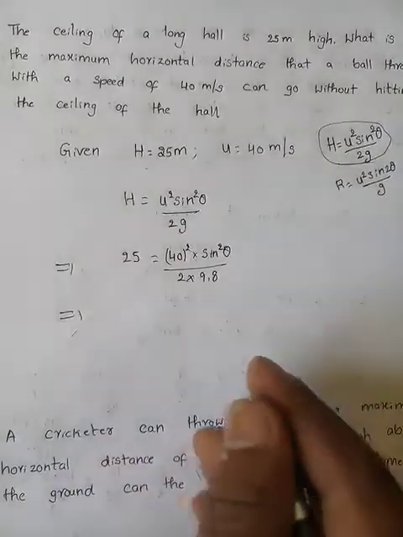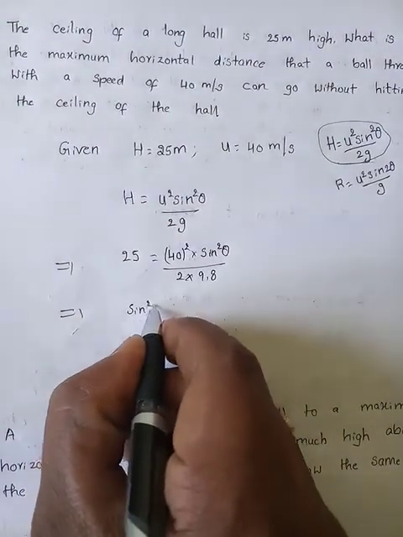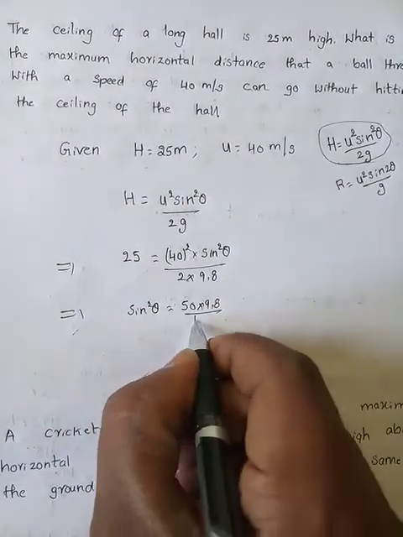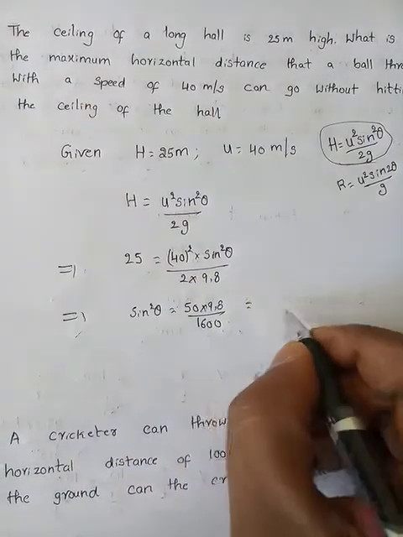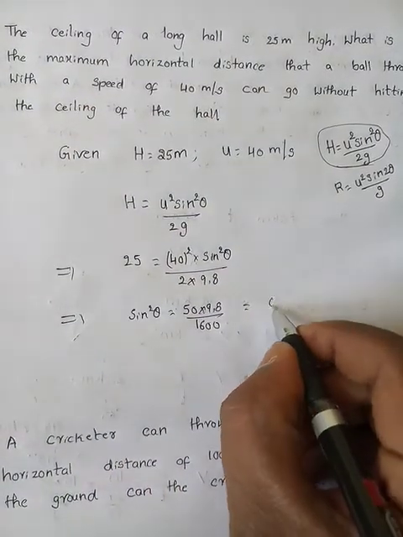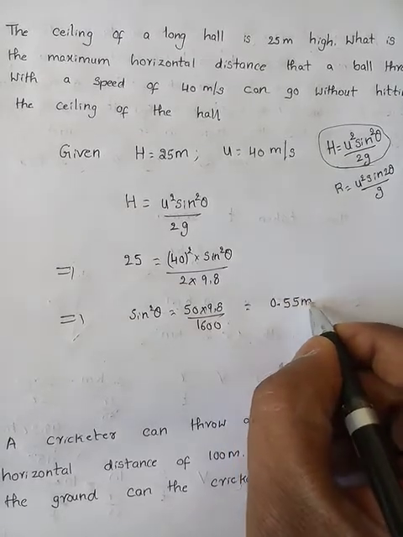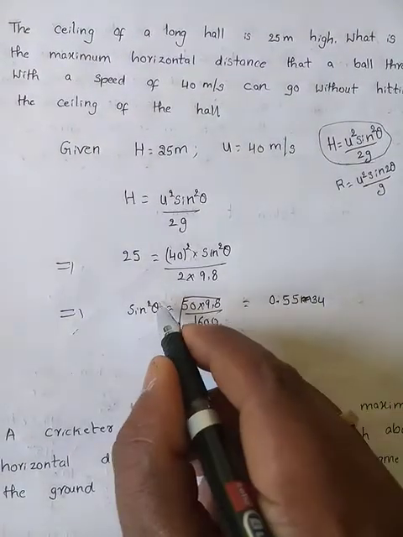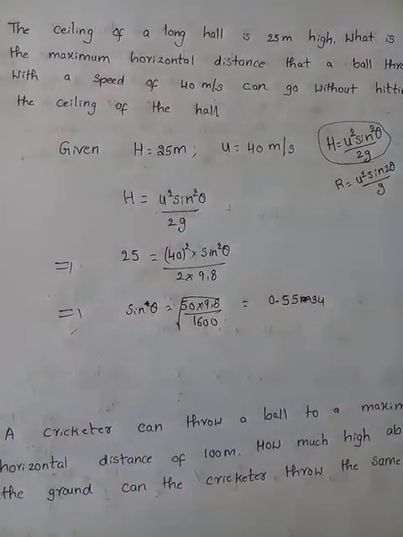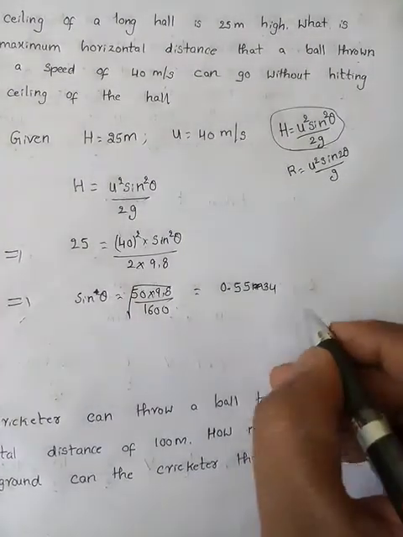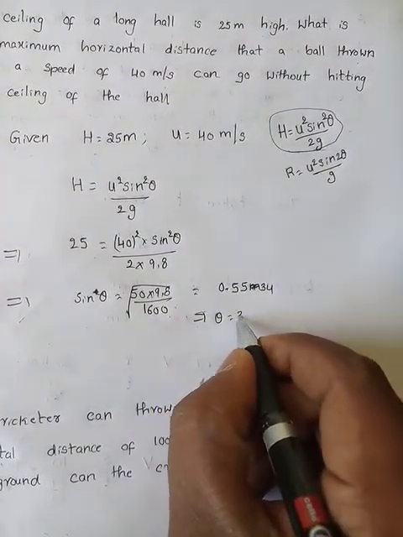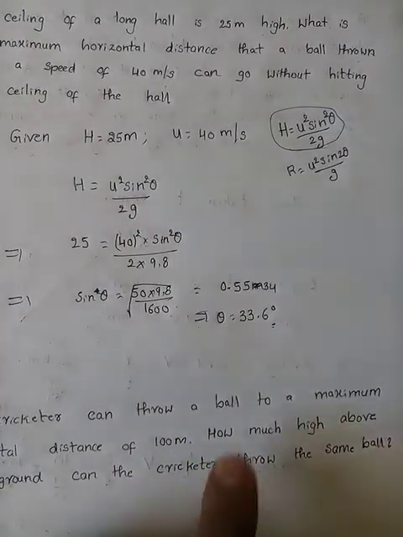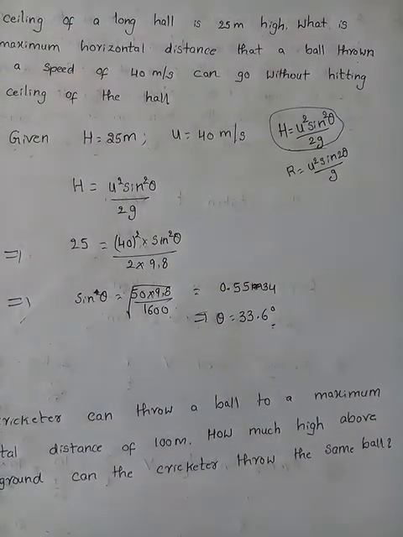From this, sin²θ is equal to 25 into 2 into 9.8 divided by 40², which is 1600. If you calculate this and take the square root, sin θ is the value we get. From this, by using the logarithm book, we calculate the value of theta, which we got as 33.6 degrees. So, if you project with this angle, it will not touch the ceiling of the hall.